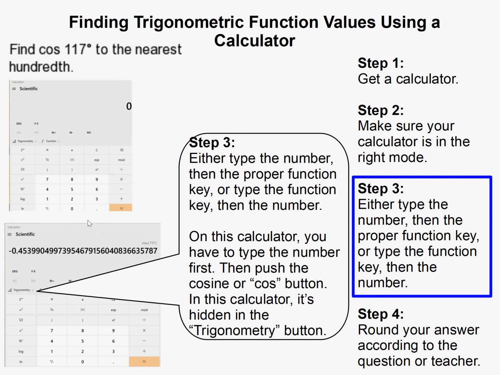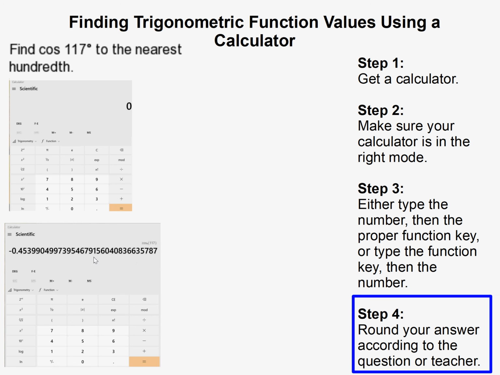Now, as you can see on this screenshot, there is no visible cosine button. On some calculators it'll be visible: you'll see sin, then a cos button, and then a tan button, specific buttons like that. But other calculators, like the one I'm using, don't have specific buttons that are always visible. So I had to click on this trigonometry button, and then they popped up, and then I hit cosine. So on this calculator, I put 117, then hit this button, then hit cosine, and it gave me this super long decimal.